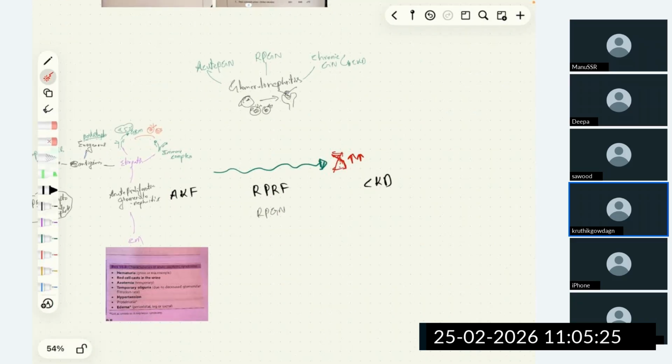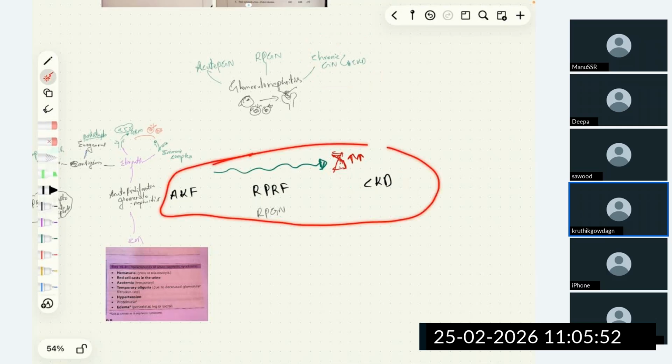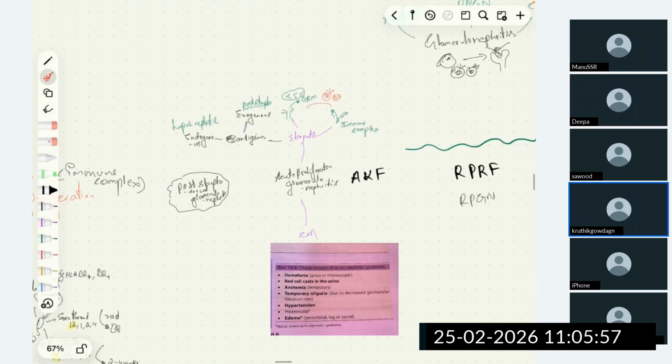Acute proliferative glomerulonephritis, which I mentioned here, will cause acute renal failure. The rapidly progressive glomerulonephritis, which I mentioned, will cause rapidly progressive renal failure. The chronic glomerulonephritis, as I mentioned yesterday, will cause chronic kidney disease or chronic kidney failure. This is the connection between renal failure and glomerulonephritis. So let's see each one separately.